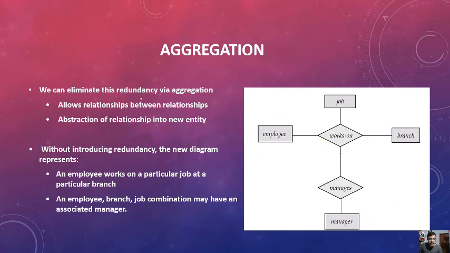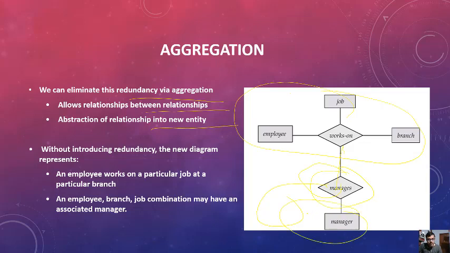An employee works on a particular job at a particular branch. Without introducing redundancy, we make the new diagram, and an employee, branch, job combination may have an associated manager. So if we want to find who is the manager of this employee, you can go to works on through manages, and you can get the manager. If you would like to know in which branch this manager works, then manager manages works on and then branch.